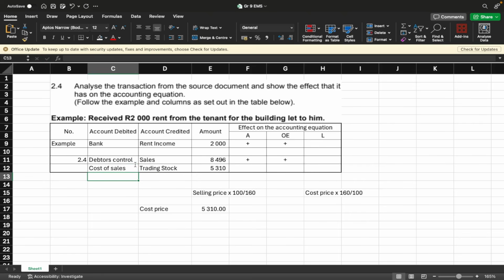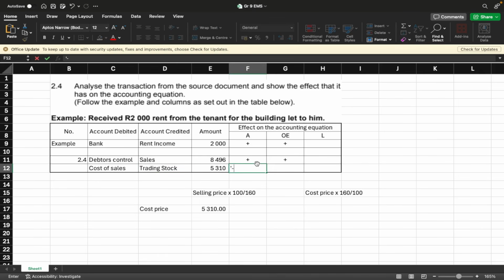Now, whenever you're using the perpetual inventory system, those are the two journal entries you always have to pass, where you debit either debtors control or bank and credit sales, and the second entry is where you debit cost of sales and credit trading stock. Now, what is the effect on the accounting equation? Well, we know that trading stock is an asset, but it's decreasing because when we are selling it, we are giving it away to the customer. So it's decreasing in our premises, if you will.